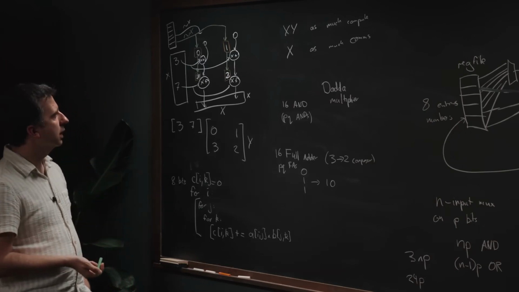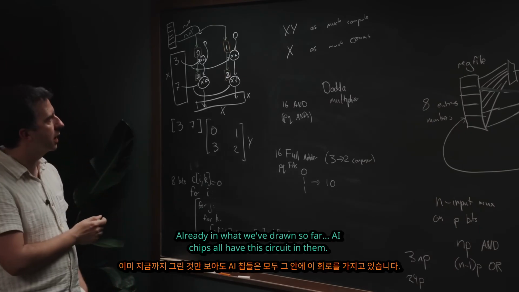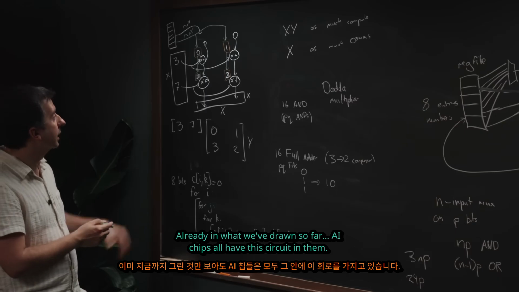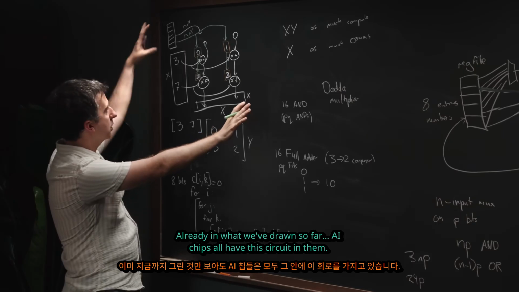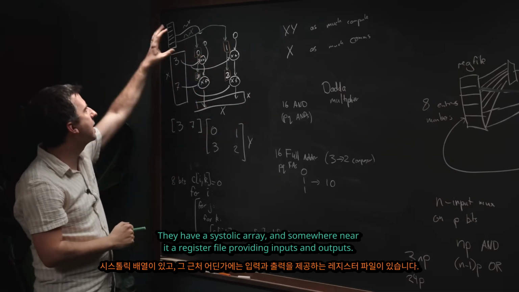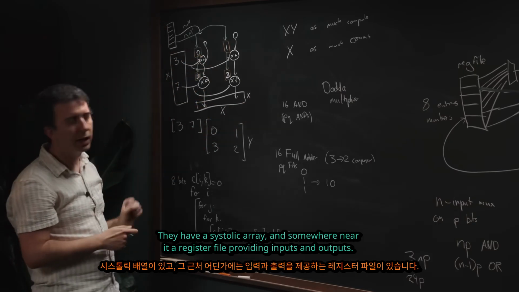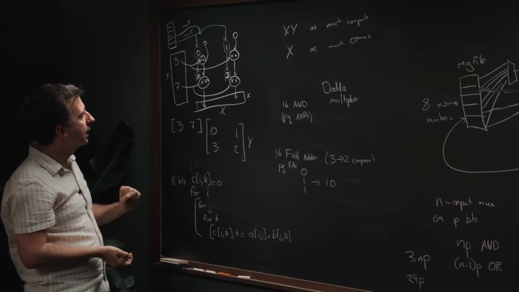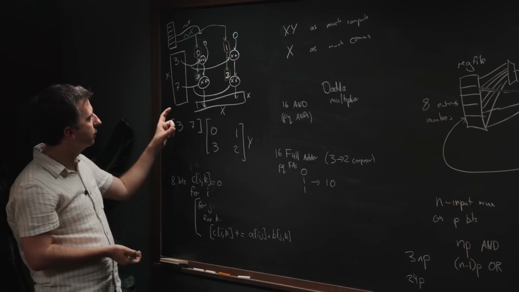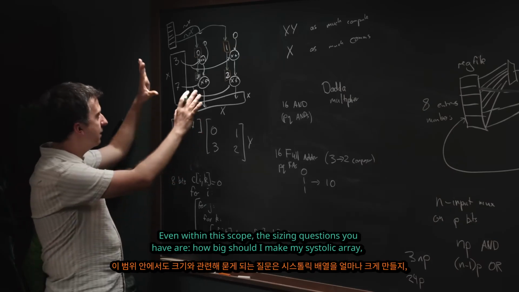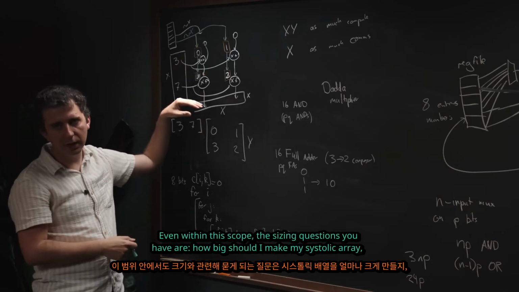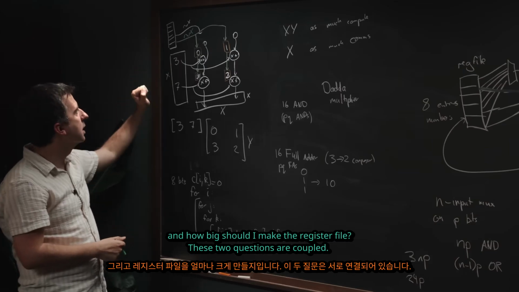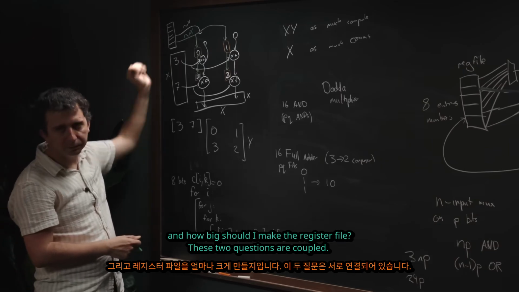And so already in what we've drawn so far, AI chips all have this circuit in them. They have a systolic array and then somewhere near it a register file providing inputs and outputs. Even within this scope, the sizing questions that you have are how big should I make my systolic array, and how big should I make the register file.